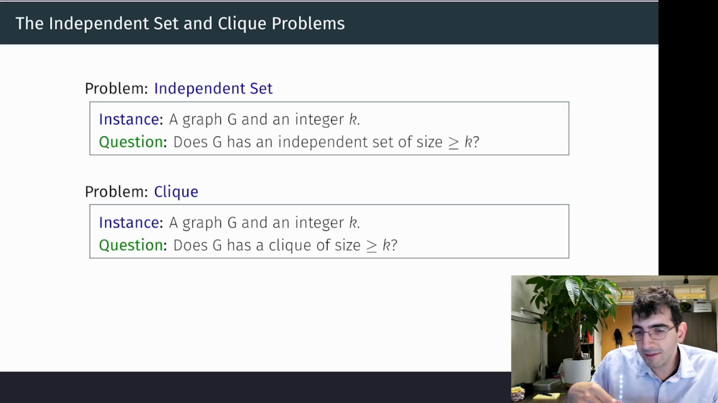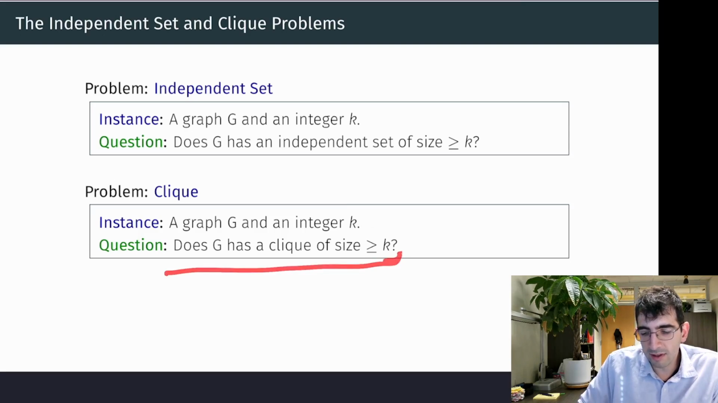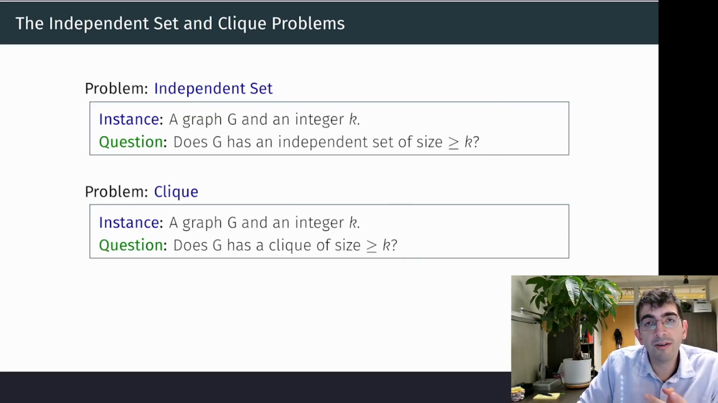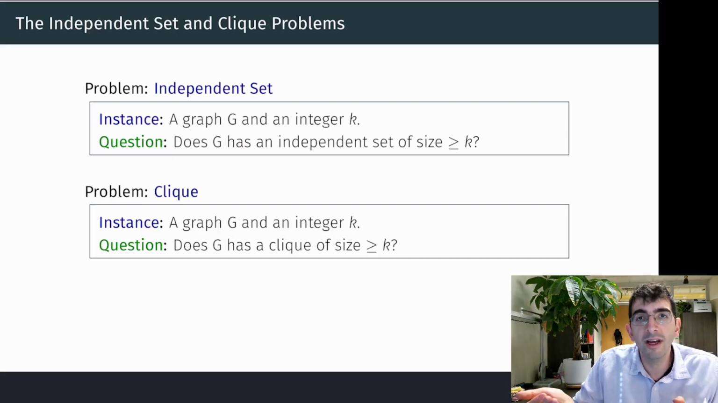On the other hand, we define the clique problem as: given a graph G and an integer K, does G have a clique of size greater than or equal to K? Okay, so notice that these two problems both have the same input, so it will hopefully make our reduction simpler, because they both take in a graph and a particular integer. In the next lecture, we're going to go through problems that take in different types of input entirely, right? But since this is our first reduction, let's keep things easy.